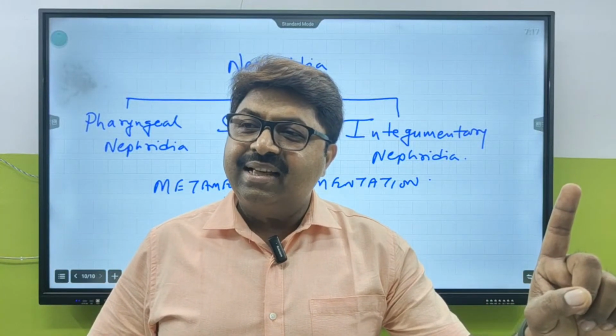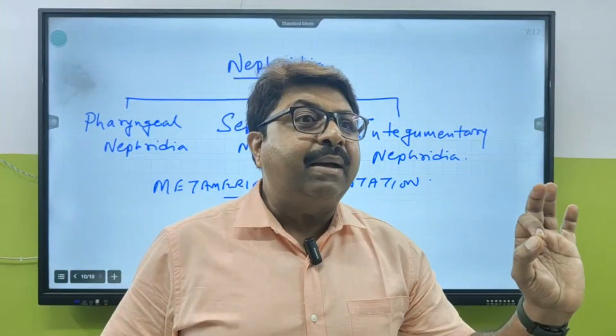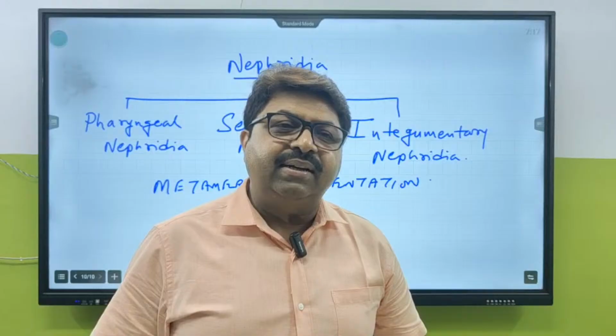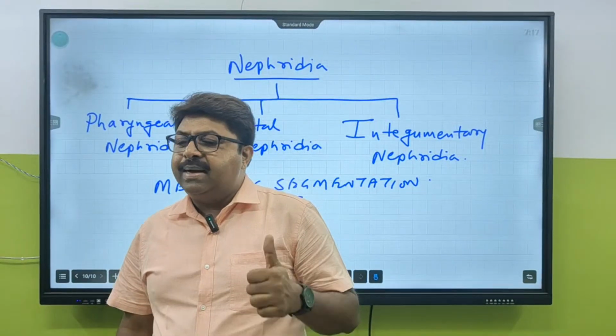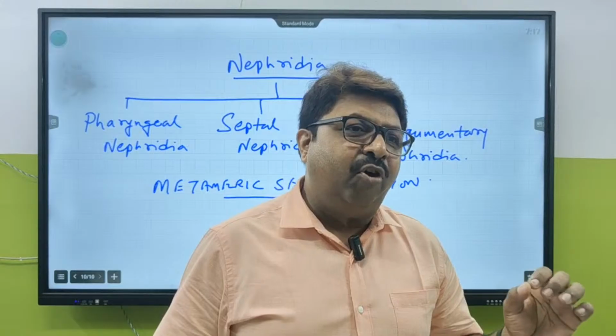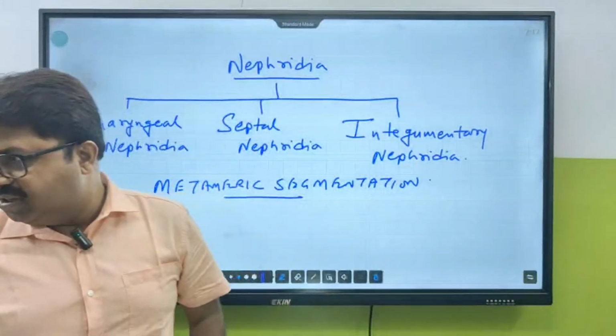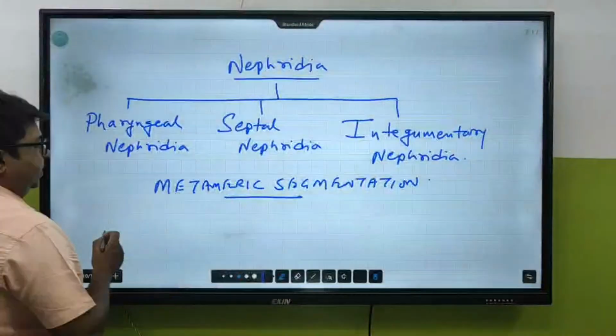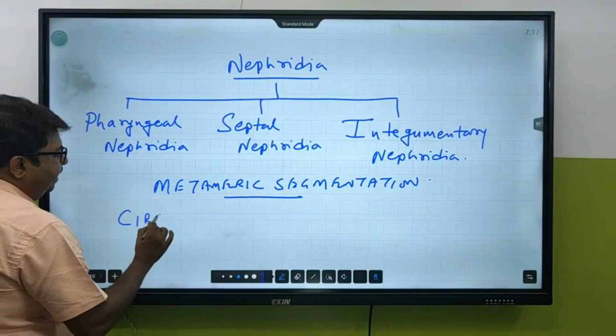What about Platyhelminthes? They show pseudo metamerism. Flatworms, tapeworms, what do they show? They show pseudo metamerism. Pseudo means false metamerism. Clear? Okay, next. Tell me, what is their circulatory system? Very, very important.